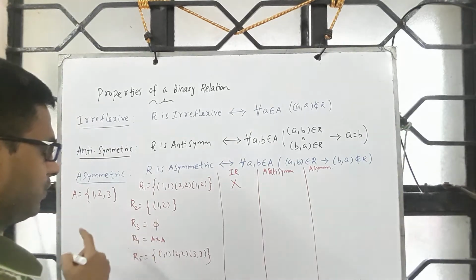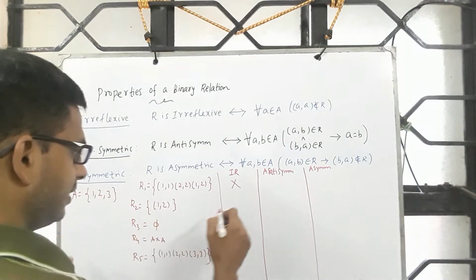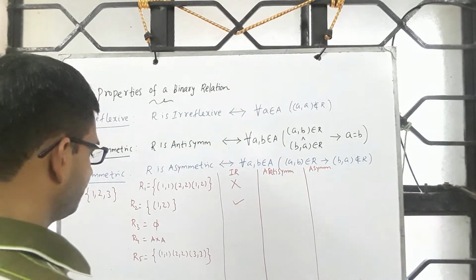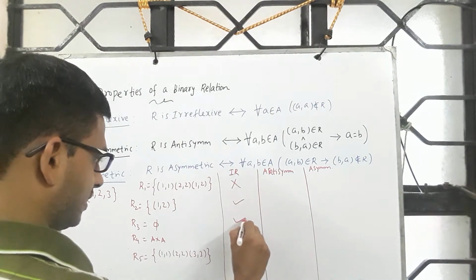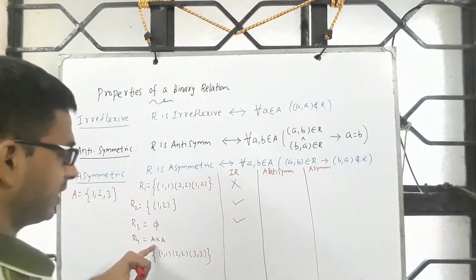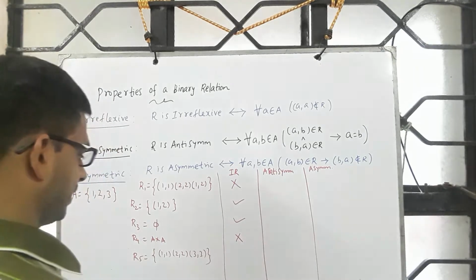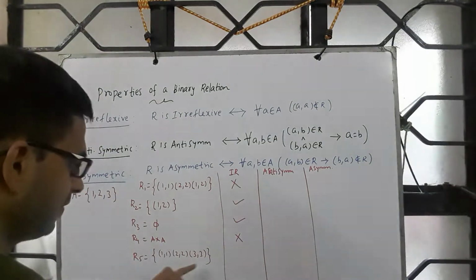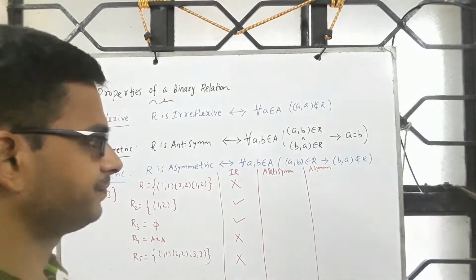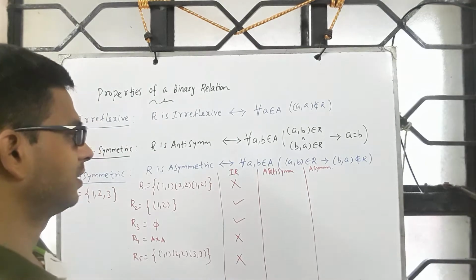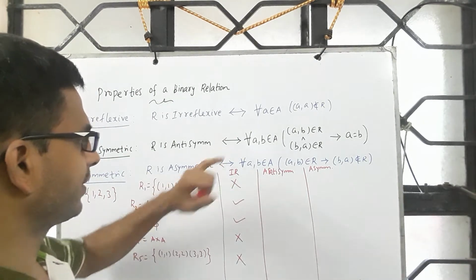How about R2, which is (1,2)? It does not contain (1,1), (2,2), (3,3). Yes, it is irreflexive. And R3 again, yes. A cross A contains all equality pairs, so it is not irreflexive. This itself contains all of them, so it is not irreflexive. Fine. Okay.